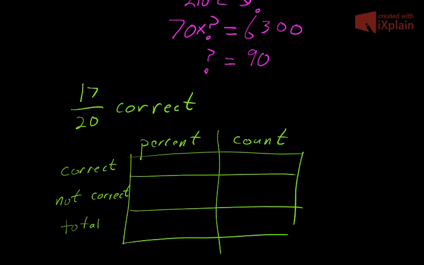I know that she got 17 correct out of 20 total, which means if I do a little bit of math here, she would have gotten 3 not correct. So she got 17 correct, 3 not correct. That adds up to 20 total questions. And I know that the total number of percent is always going to be 100. So that is always there. So now it wants me to figure out what percent of questions she answered correctly.